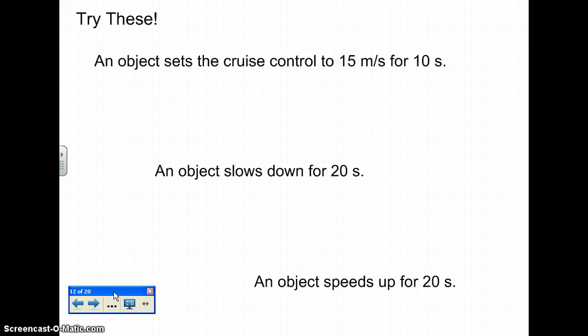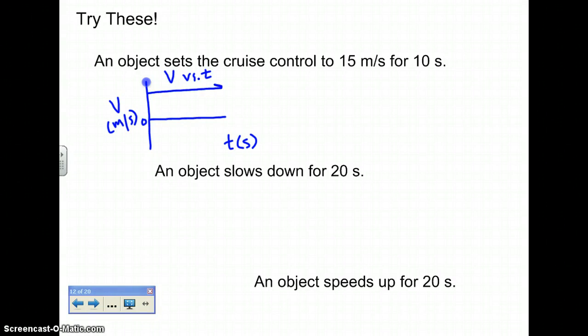So now let's try these. An object sets the cruise control to 15 meters per second for 10 seconds. So, here's our very general velocity versus time graph. And cruise control is set for 15 meters per second for 10 seconds. I'm just going to sketch that in there. Makes sense, right? Because at 1 second, your cruise control is still on.